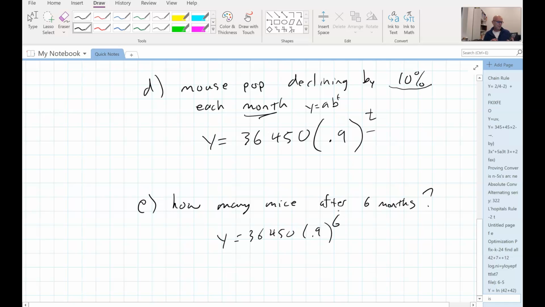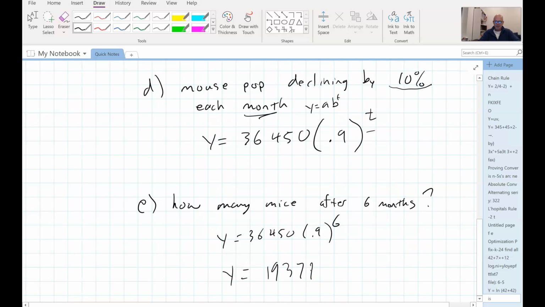Okay, so we grab a calculator and we go, let's see, that would be times parenthesis 0.9 close parenthesis to the power of 6. And we go after 6 months, the population would be down to 19,370.99, so we'll round up to 19,371.